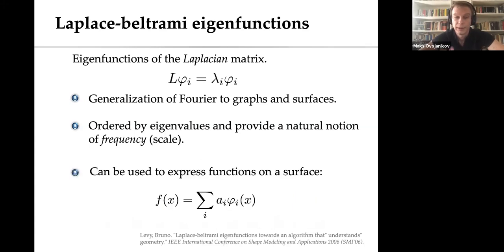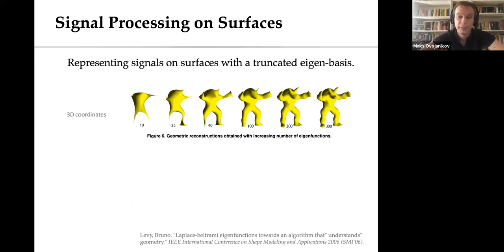And they can also be used to express functions as linear combinations of these basis functions. So if I take a function f, I can represent it as a linear combination of these Laplace-Beltrami eigenfunctions. So for example, in this paper, he presented this idea and said, okay, we can represent different signals.